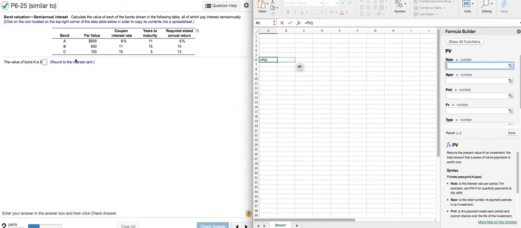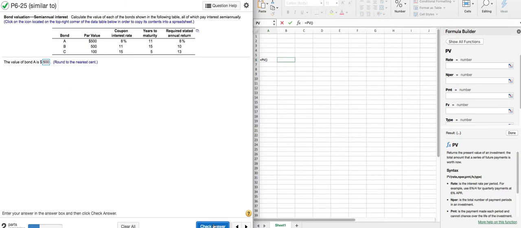And so for bond A, before we even input this, let's take a look at the different coupon rates and the required rates. And you'll notice for bond A, the coupon rate equals the required rate. And when that's the case, we know that the present value is going to be the same as the par value. So we know, without even calculating anything, that the value right now is going to be the par value. But let's take a look at how we would calculate that in Excel.